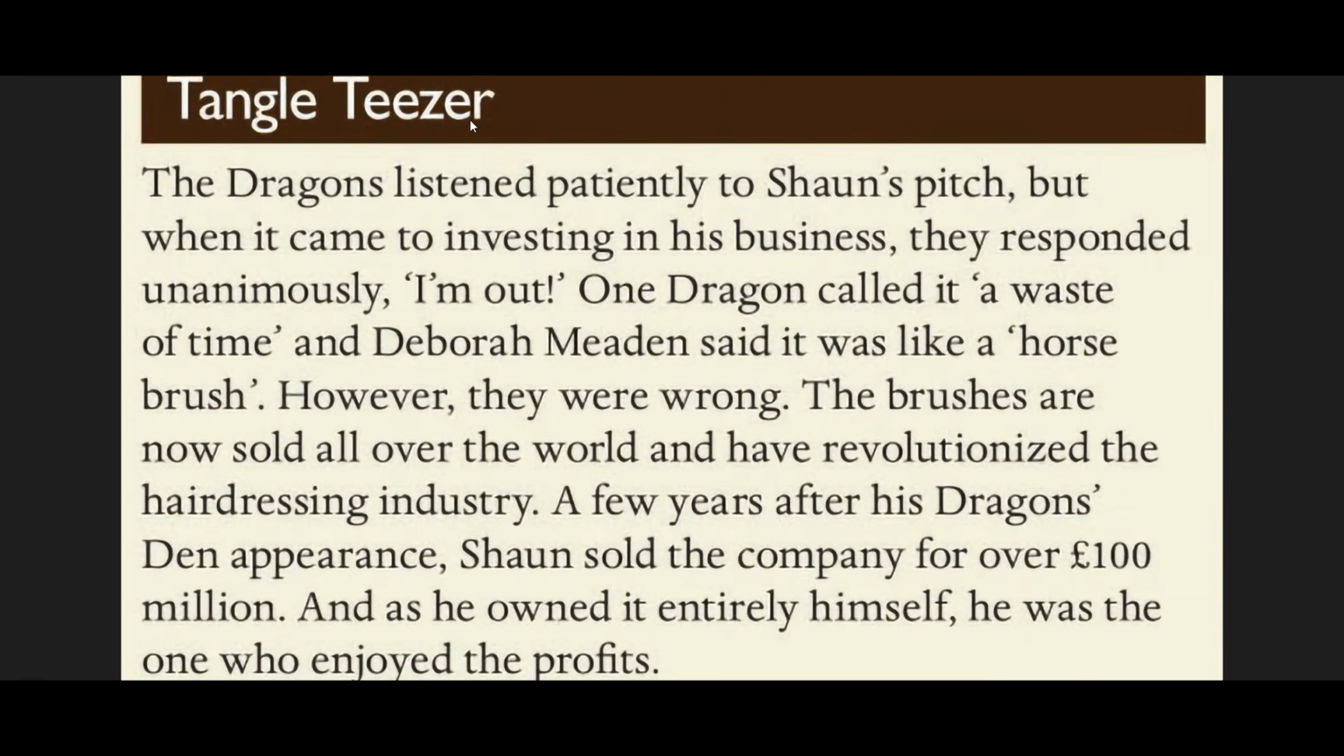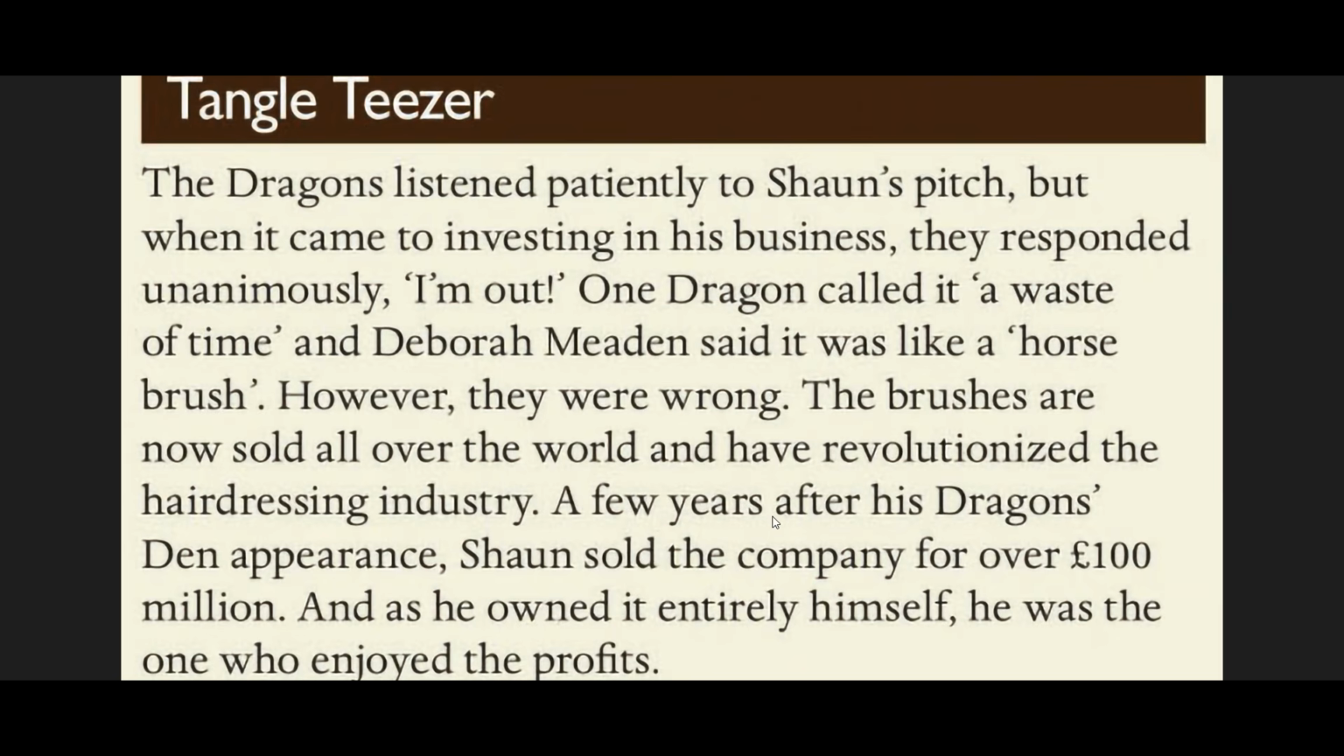И заключительно Tangle Teaser. Драконы внимательно послушали презентацию Шона, но когда дело дошло до инвестирования в его бизнес, они ответили unanimously, то есть единогласно: I'm out, то есть все вышли. Один дракон назвал это пустой тратой времени, а Дебора Миден сказала, что это похоже на расчёску для лошадей. Однако они ошибались, they were wrong. Расчёски теперь продаются по всему миру и произвели революцию в бьюти-индустрии, в парикмахерских.